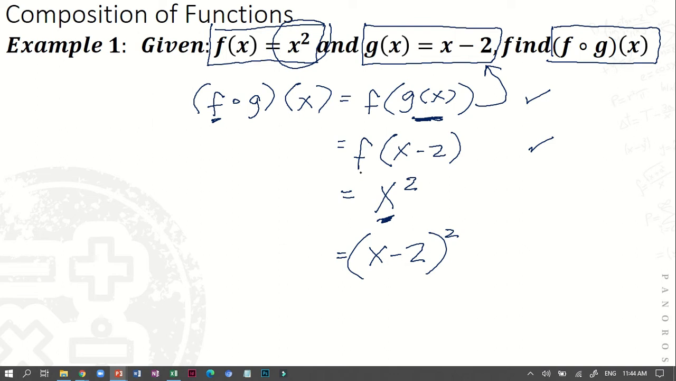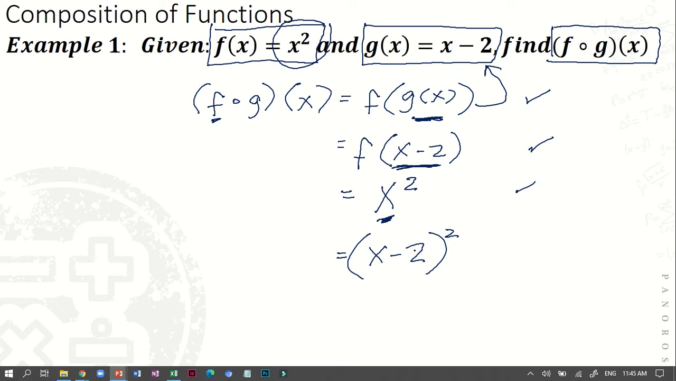Pangatlo, get the value of f, yung ating primary function, which is x squared. Ayun, x squared. Pang-apat, substitute, pinalitan lang. Tanggalin yung x squared, tanggalin yung x, palitan natin ng x minus 2, based on our solution. Galing dito. Okay, so x minus 2 squared.